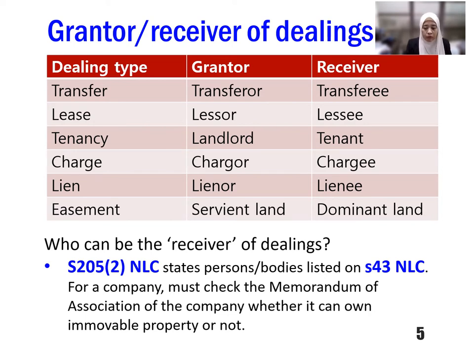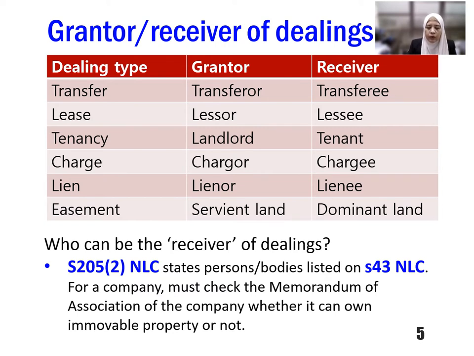There are two lands. There must be two lands. We'll see later that easement requires two lands of different proprietors. Then only you can create an easement. So the grantor is the servient land and the receiver is the dominant land. Dominant, the proprietor that has a right over someone's land. This is quite unique, right? So remember easement, servient land, dominant land, and then you have to also remember landlord and tenant, and another thing is the charger and chargee. So these are the three things that I always stress to my students.